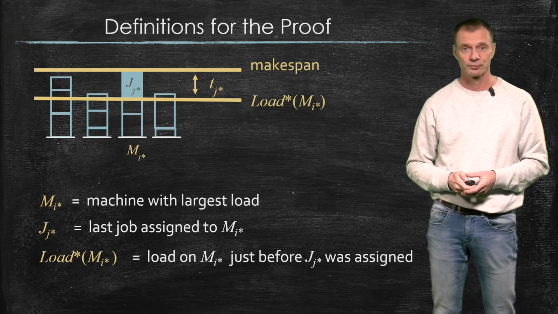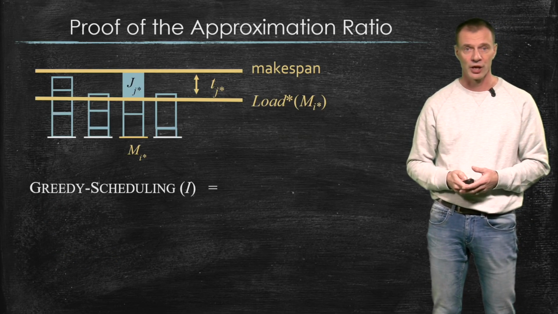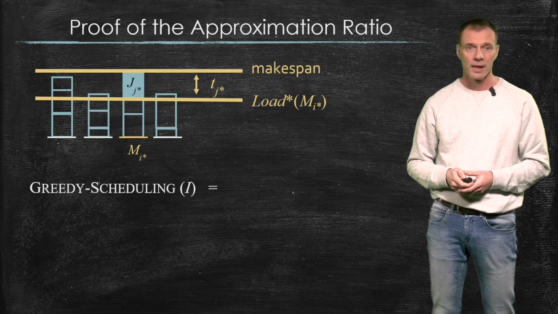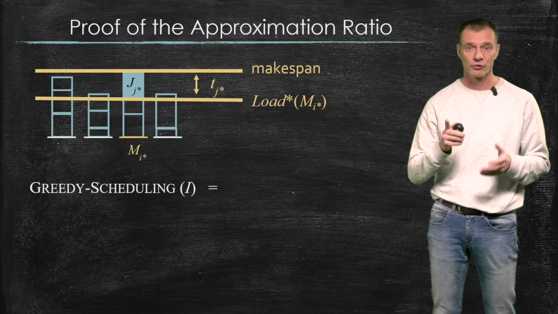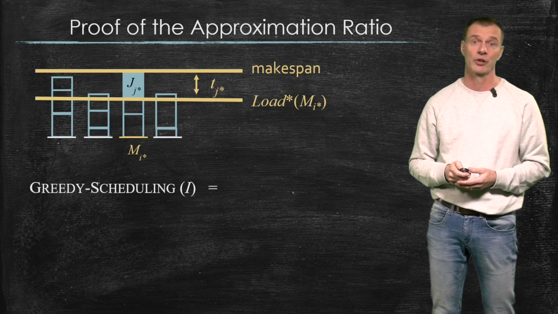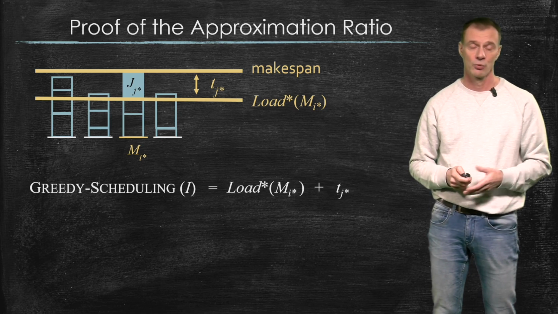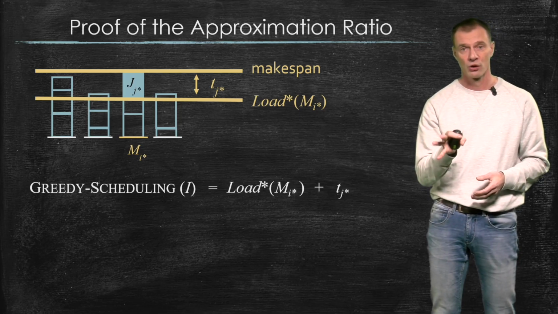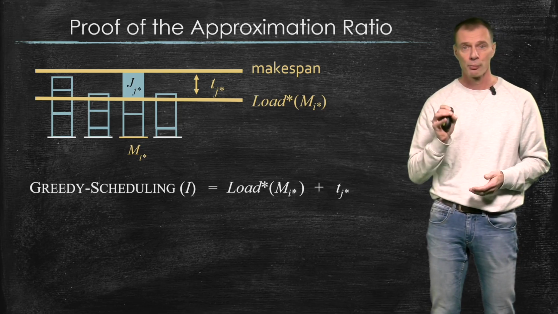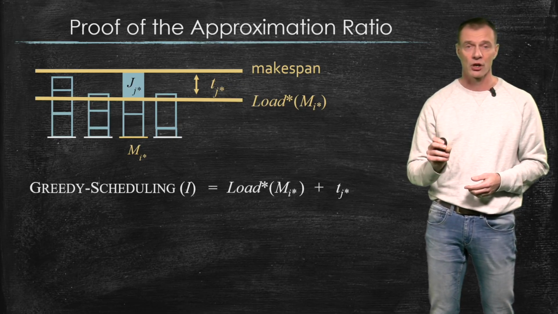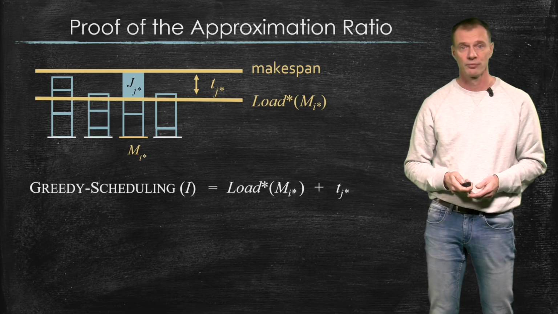Okay, now we have our definitions in place, so let's try to prove that we have a two approximation. Here's our picture again, where you see our mi star, you see load star, and so on. And what is the value of the solution that we compute? What is greedy scheduling of our instance I? By definition of what we just said, it's the load star on mi star plus the processing time of this last job j star that was scheduled on that machine.